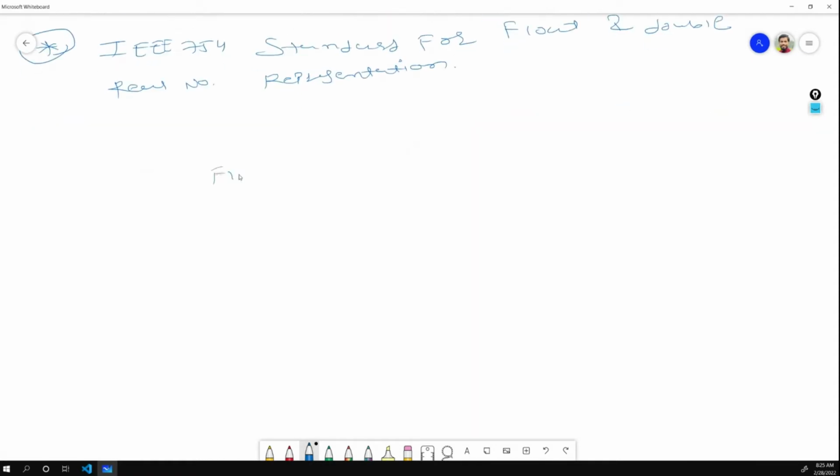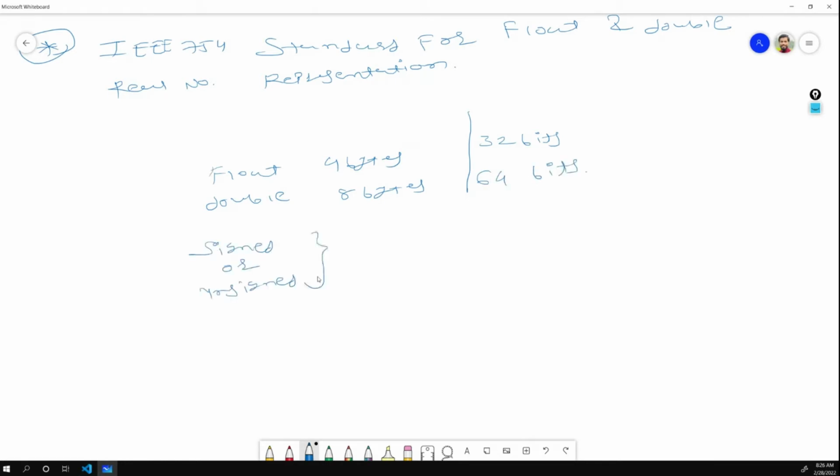Float is 4 bytes and double is 8 bytes. Here we have 32 bits, and here we have 64 bits. Whether a variable is signed or unsigned, those terms are not used in real number representation.